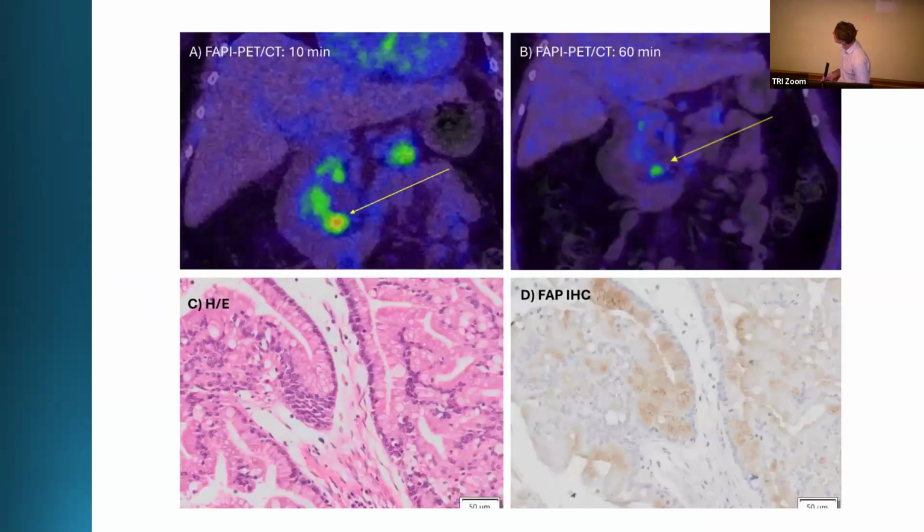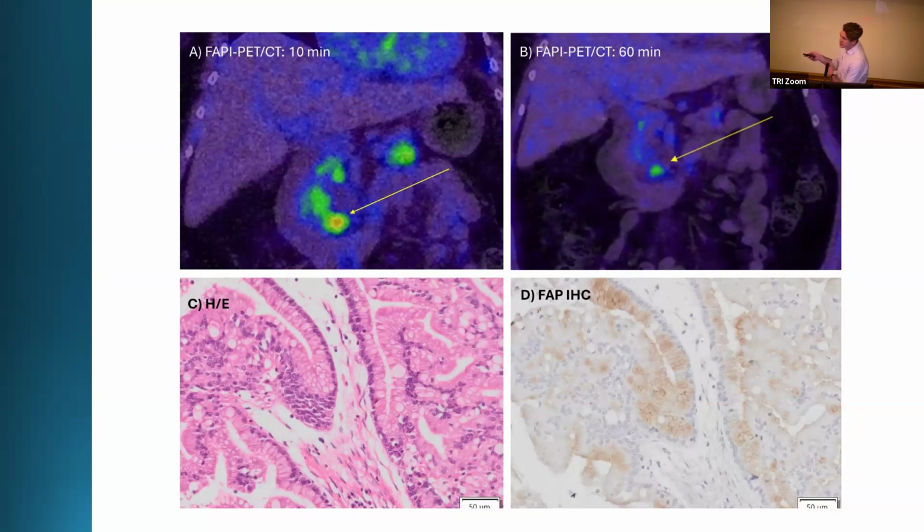What was most interesting, though, was one particular patient who had a FAPI avid cystic neoplasm in the head of her pancreas. And that's what you can see here. And it's a sustained uptake from 10 to 60 minutes. This patient proceeded to a Whipple's procedure. That's removal of the head of the pancreas along with the duodenum. And histology from that showed an IPMN with high-grade dysplasia.